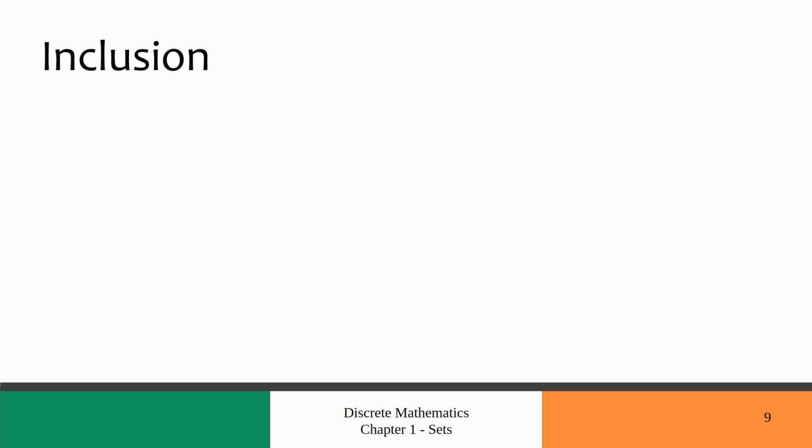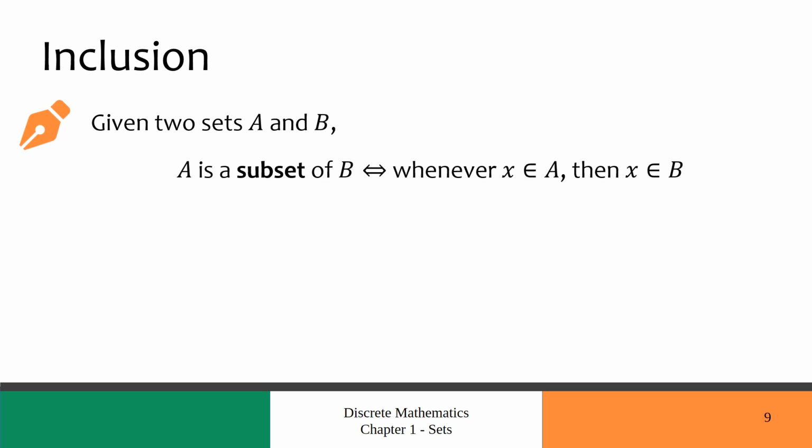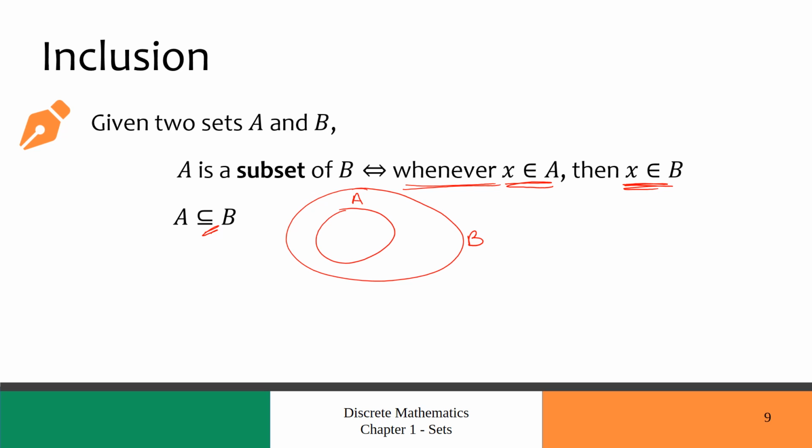Let's start with inclusion. Given two sets A and B, we say that A is a subset of B if and only if for every element x in A, x is also in B. You can also say that all the elements of A are elements of B. We note it with this sign: A ⊆ B. Visually with Venn diagrams, this is quite clear. You see that all the elements in A are automatically in B. Or whenever you take an element in A, then you know that it is in B.